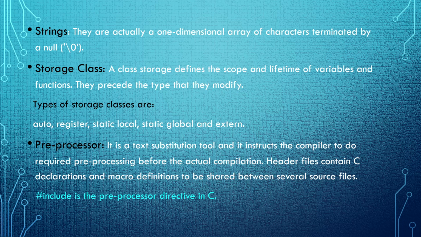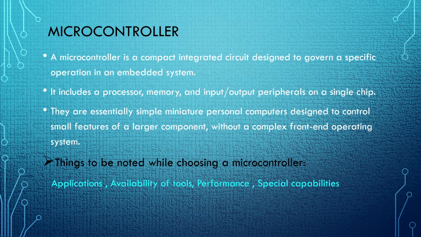Preprocessor. It is a text substitution tool and it instructs the compiler to do required pre-processing before the actual compilation. Header files contain C declarations and macro definitions to be shared between several source files. #include is a preprocessor directive in C.